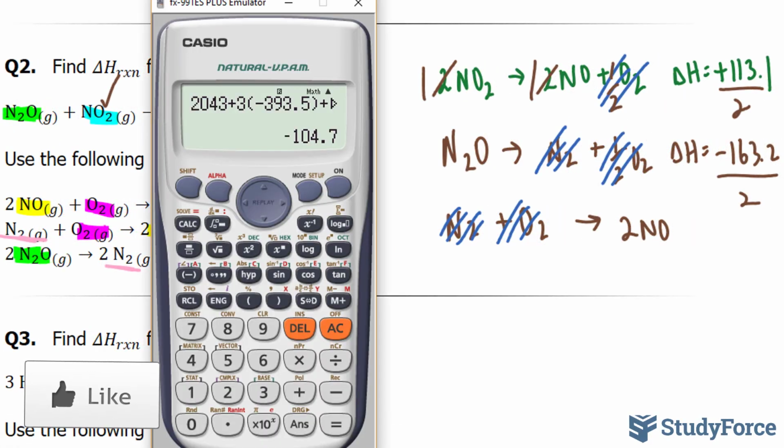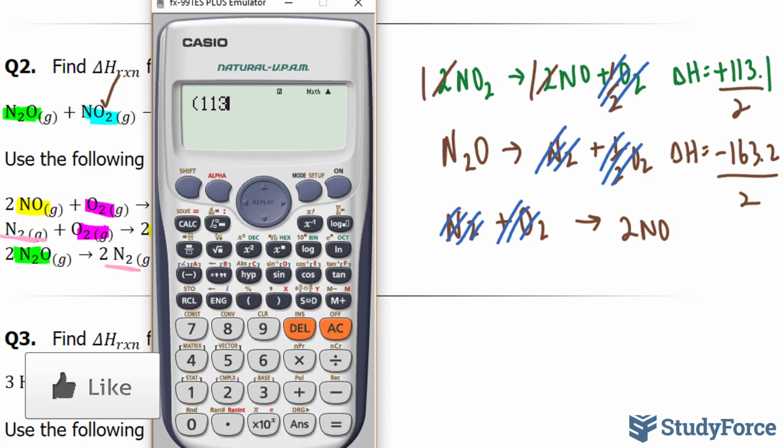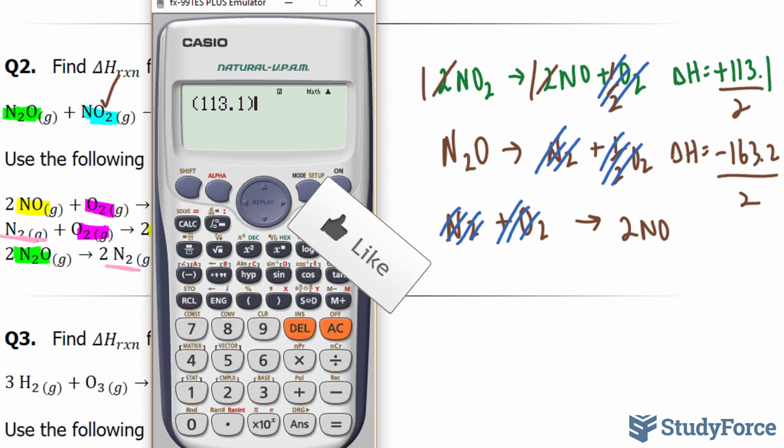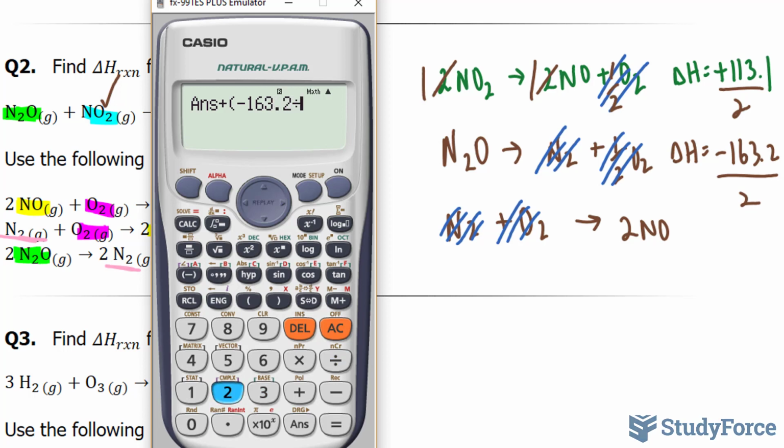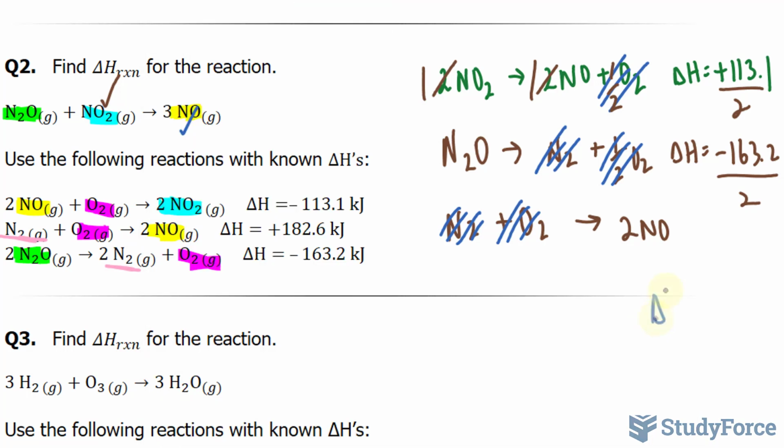Let's go ahead and find out what delta H is. We have 113.1 divided by 2 plus negative 163.2 divided by 2. We end up with a delta H of negative 25.0. Delta H is equal to negative 25 kilojoules.